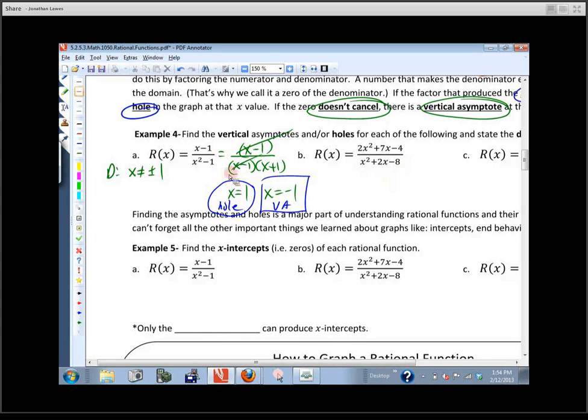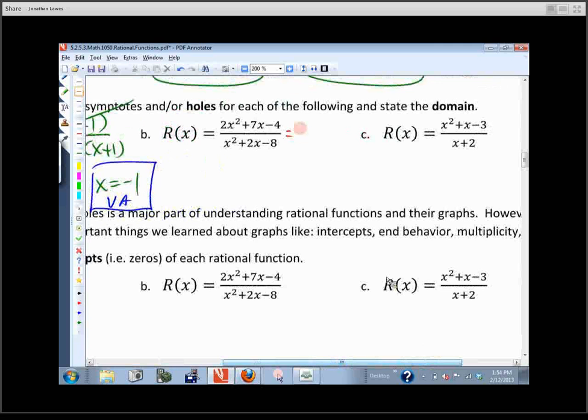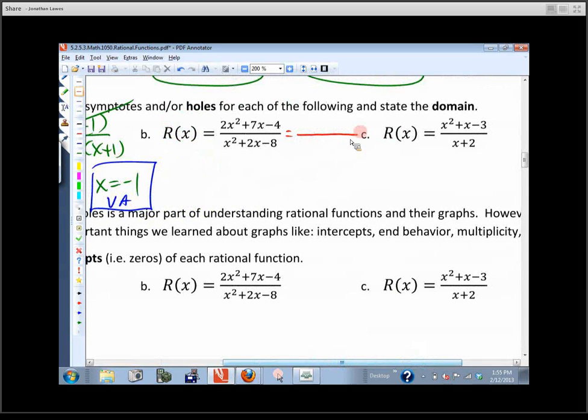The first thing we want to do is we want to factor this. So let's go ahead and factor. So let's see. I'm looking at the top and I'm thinking that's kind of ugly. The bottom, though, I can handle that.